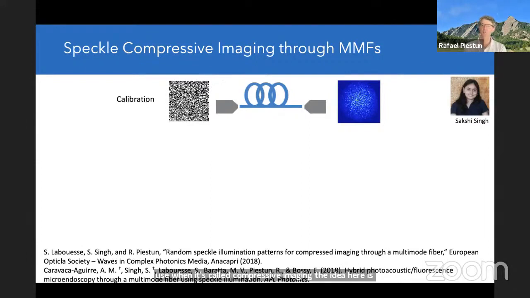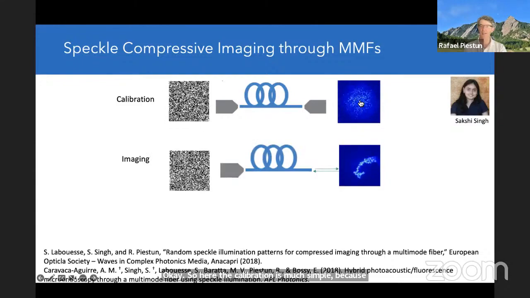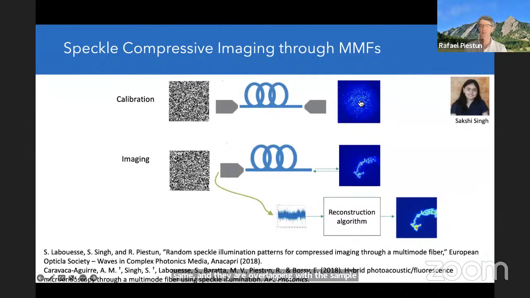The idea here is, instead of projecting a known set or arrays of patterns at the input, we can project random patterns and measure only the intensity at the output. Okay, so here the calibration is much simpler because there's no phase information. And then once we have the calibration, we project a subset of these random patterns, which have to be the same, and they overlap with the sample and generate a fluorescence that is also collected. Now, this fluorescence information has to be reconstructed with some type of reconstruction algorithm. It's not direct imaging as before, but it can also work.